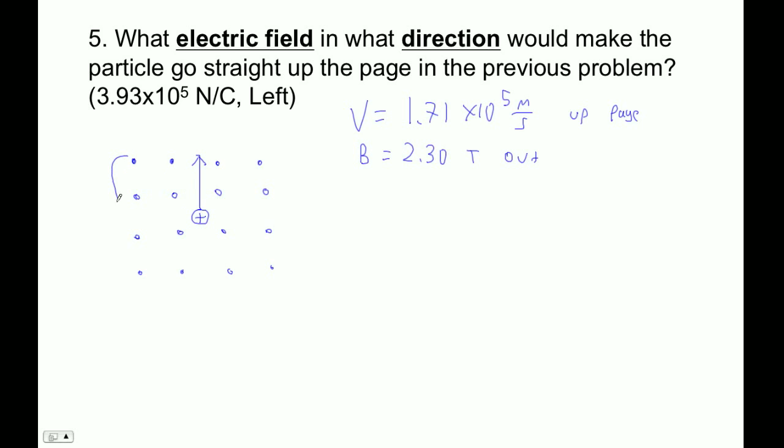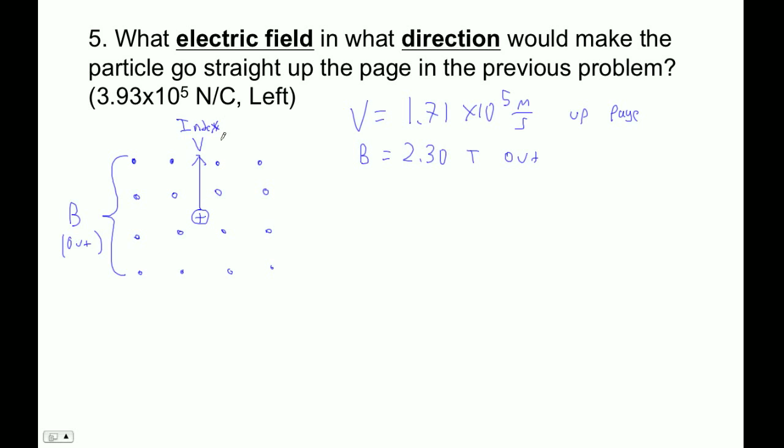This is our magnetic field, right? It's out of the page. That's what the little dots mean. And then this is our velocity. This thing is moving straight up the page, so we take that to be the direction of the current. So that's our index finger.